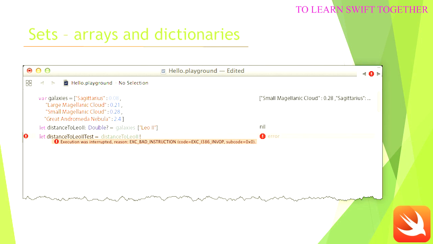Let's repeat what we should remember from this lesson. Before reading and assigning values to a constant or variable, we must always check whether the optional value isn't a nil value. If we don't do this, any attempt to assign such a non-existing value will end up with an error.